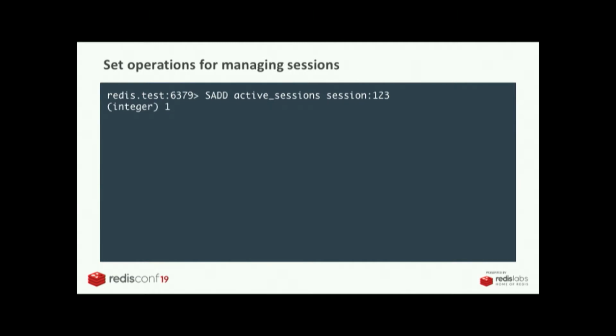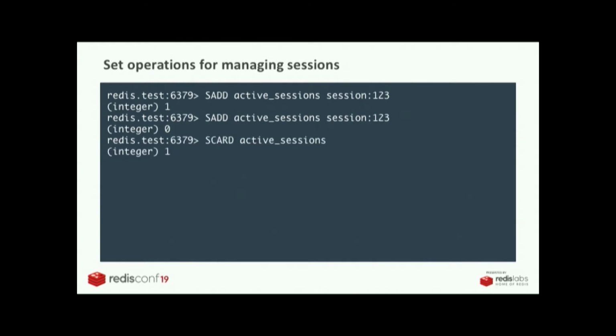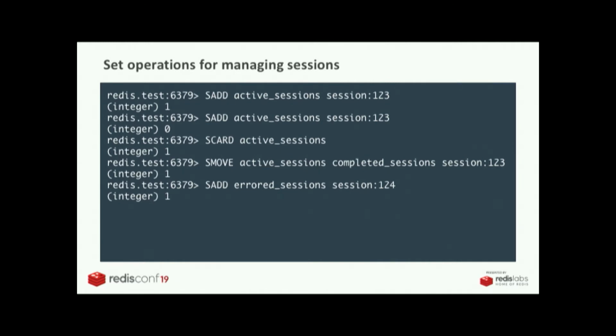sadd active sessions, it looks just the same. Instead of lpush, sadd. And I add the duplicate session, it returns 0, meaning it did not add one. It failed to add a duplicate, and it didn't complain about it. scard is for set cardinality. It tells you how many sessions you have, so it's like len, 1 in this case. smove is the command, so I can move from active sessions to completed sessions. This session 1, 2, 3. And it shows how many moved, 1. And then I can add or move to errored sessions, session 1, 2, 4.